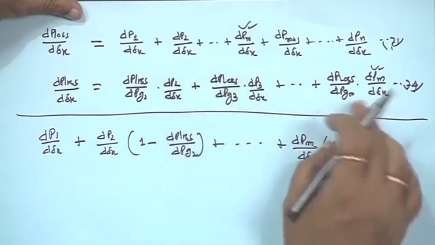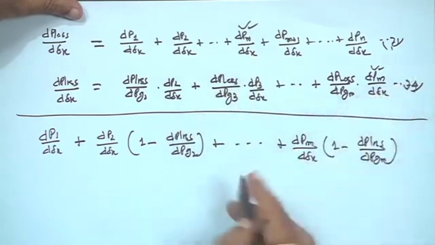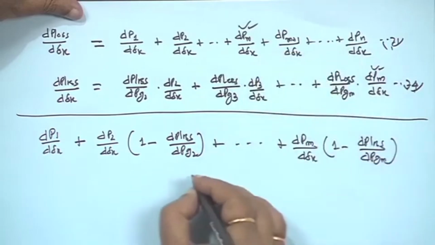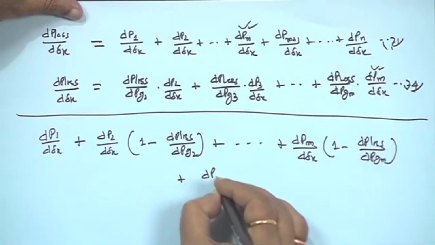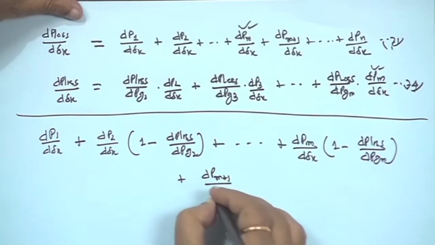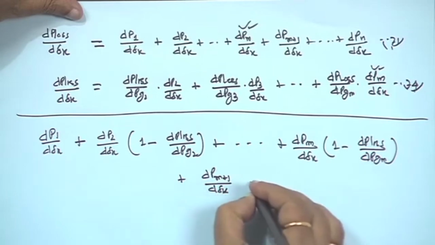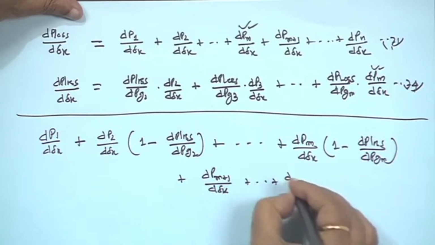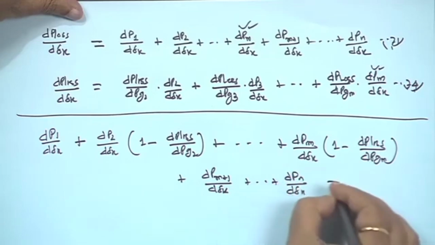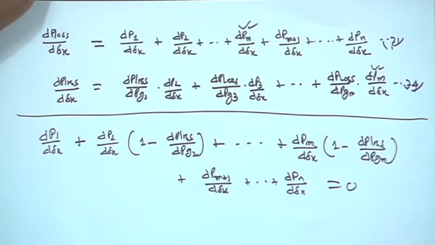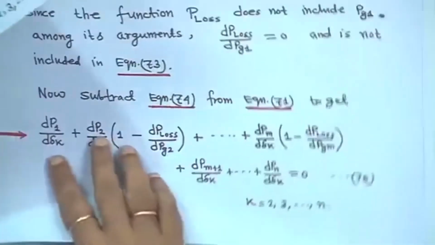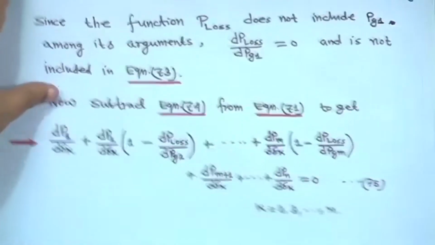After that no other extra term is here. After that it will remain as it is. After that it will be ∂Pm+1/∂ΔK, so on. It will continue up to ∂Pn/∂ΔK is equal to 0, right. That means we are subtracting equation 74 from 71, and I have shown you how we are getting it.